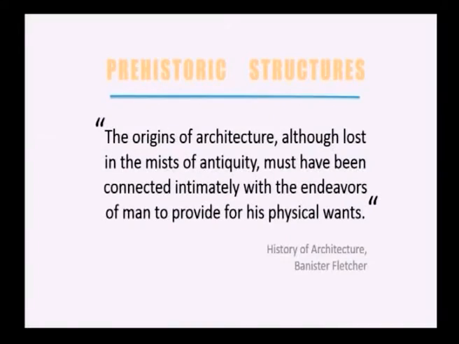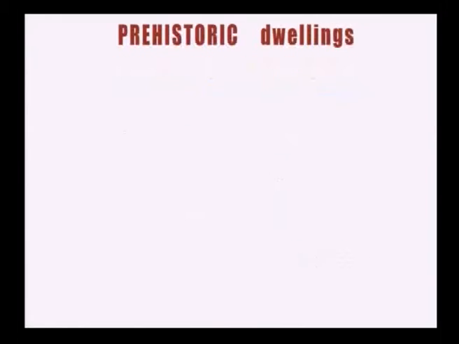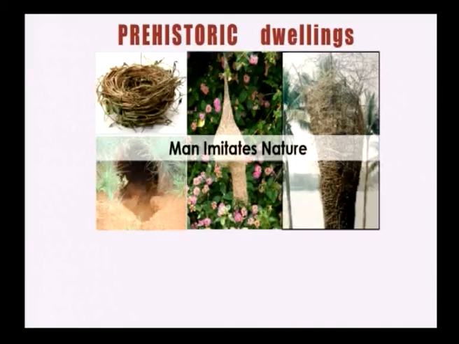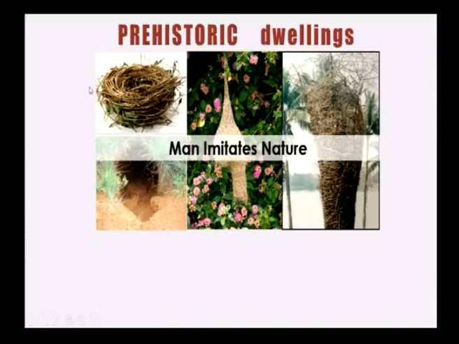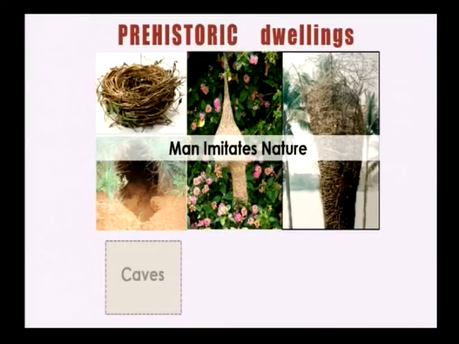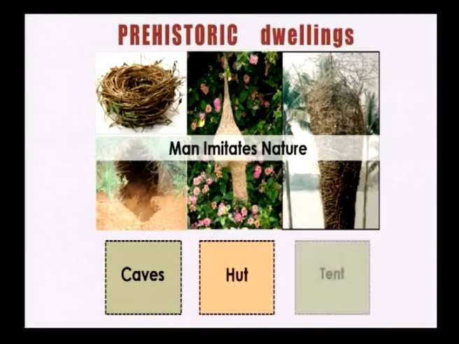Now we will look at prehistoric structures. The origins of architecture, although lost in the mist of antiquity, must have been connected intimately with the endeavors of man to provide for his physical wants. The early prehistoric dwellings were imitated from nature. According to Vitruvius, man in his primitive state began to imitate nature. He looked at the way the birds were building their nests, the animals were using their lairs, and he tried to imitate them. The main three classifications of dwellings in this era were caves, huts and tents.